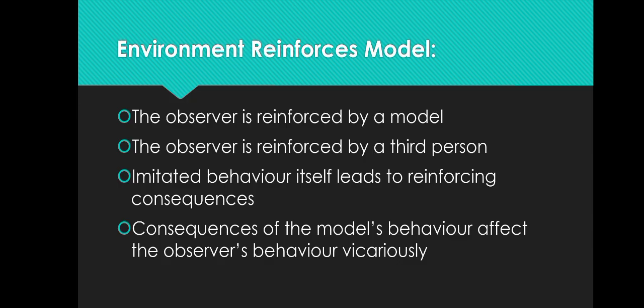Now, let us look at how the environment reinforces the model. Number 1, the observer is reinforced by a model. Number 2, the observer is reinforced by a third person. Number 3, imitated behavior itself leads to reinforcing consequences. And number 4, consequences of the model's behavior affect the observer's behavior vicariously. So what is vicarious reinforcement? It is where the model is reinforced for a response, and then the observer shows an increase in the same response.